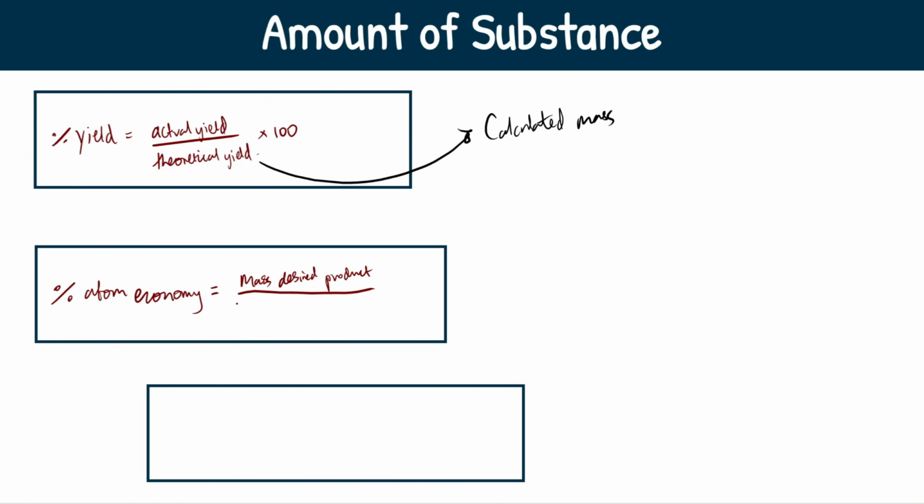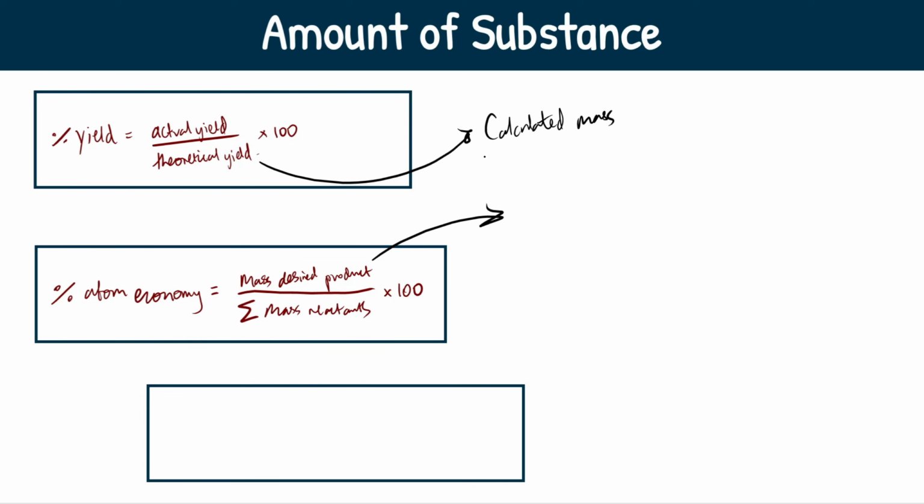And this is going to be divided by the mass, more specifically the total or sum of the mass of all reactants. Okay, so we put this mass of reactants in. We got this mass of our desired product out. This is our atom economy. Okay. Last thing, because it's a percentage, times by 100. All right. Now, really important thing to note here.